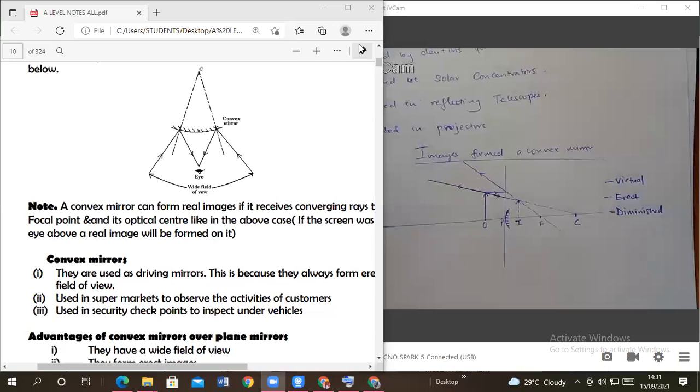John Baptist, do you know a side mirror? No. You don't know a side mirror? Okay, good. Do you know a side mirror? Can you differentiate a side mirror and a driving mirror?